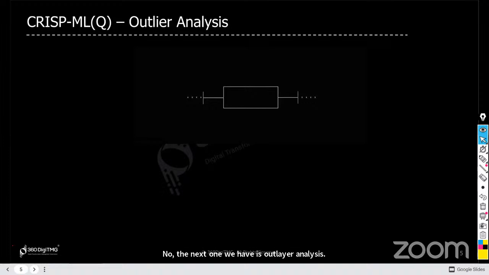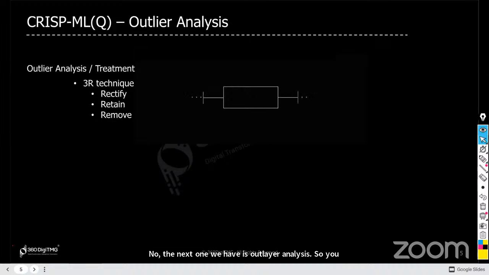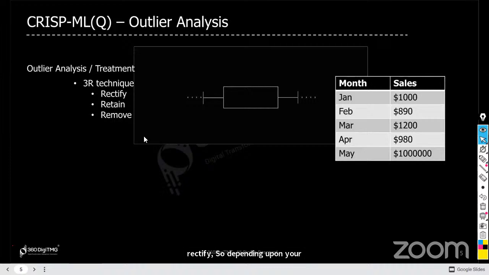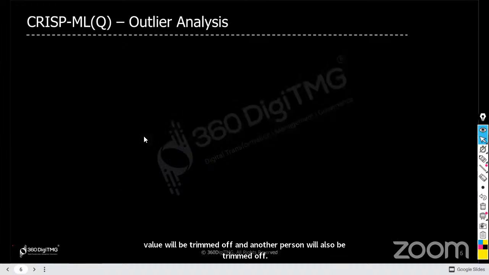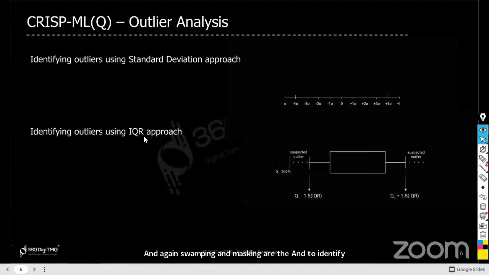In outlier analysis, we have different treatments, the first of which is the 3R technique. 3R stands for rectify, retain, and remove. Depending upon your purpose, you can go for whichever you want. Then you have Winsorization, where you take a percentile value and replace the values with the percentile you have taken. Trimming is where you take an alpha value, and whatever is less than that alpha value will be trimmed off, and whatever is greater than another percentile will also be trimmed off. Swamping and masking are also there. To identify the outliers, we can use the standard deviation approach or the IQR approach.